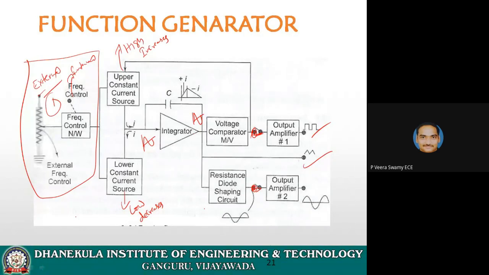So here again we are taking that resistance diode shaping network. Simple, it's a clipper. So this clipper is used to clip that particular signal. Then this is nothing but the output sinusoidal signal.